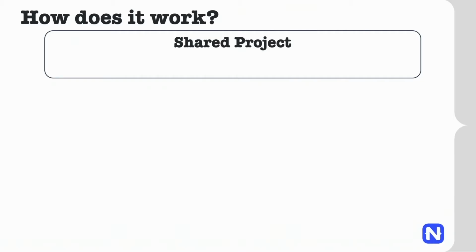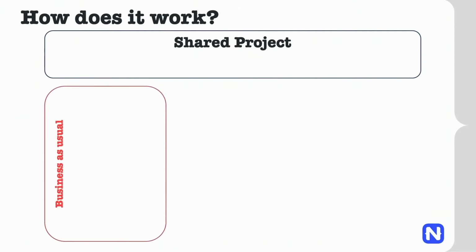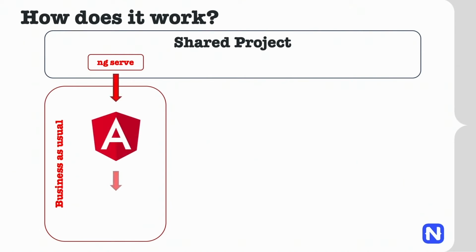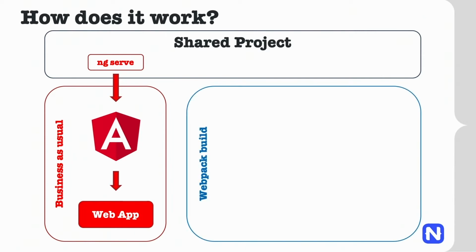So how does the whole build process actually work from a shared project? In a way, if you want to build a web application, it's business as usual. You just call ng serve, which will call Angular CLI, which will build a web application for you. Okay. If you want to build a mobile application, then we are using Webpack. It's kind of a two-step process to achieve that.